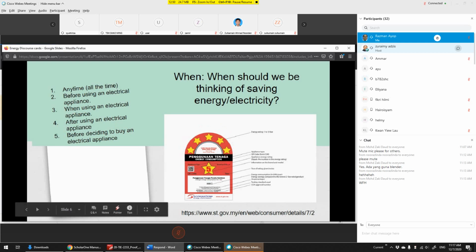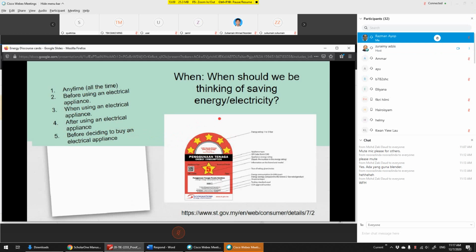Think of its energy usage, and ST, Suruhanjaya Tenaga, have given us this energy star rating. 5 star is the best, so we can decide on the appliance that we want to buy based on its energy rating. But also don't forget we have this inverter system. All inverter systems are 5 star energy rated, but they do perform much better than the non-inverter systems. We will touch a little on this later.